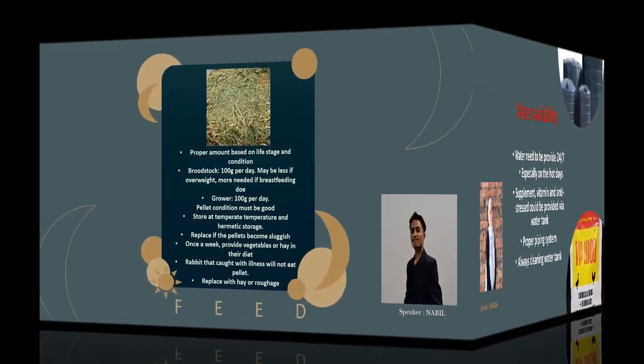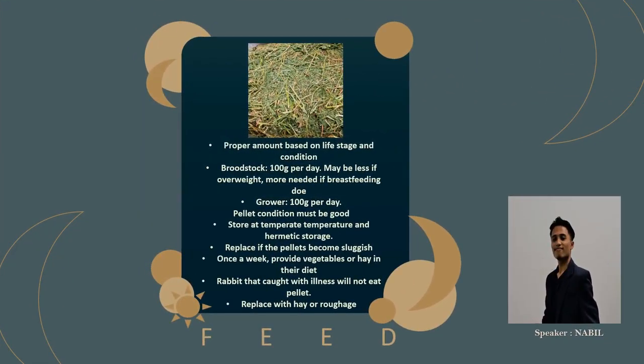The next thing that needs to be considered is feed. A proper amount of feed must be provided for the rabbit based on their life stage and condition. For the broodstock life stage, 100 gram per day, 50 gram twice daily. It could be less if they are overweight, or it can be more than that if the rabbit is breastfeeding its kids.